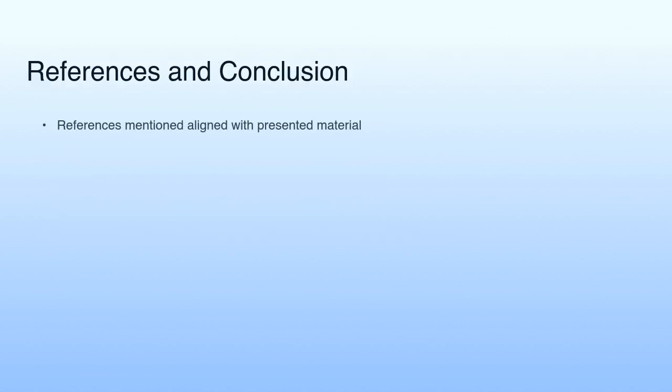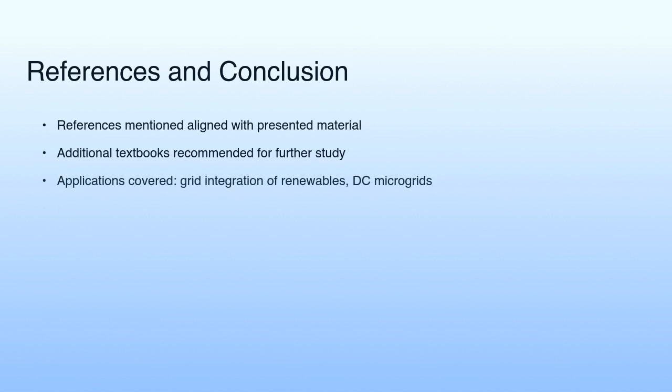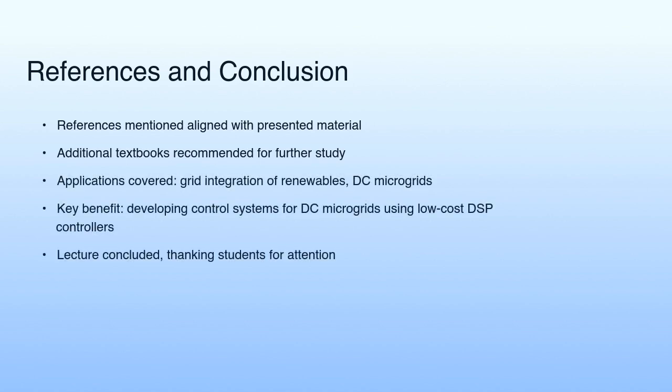References and additional textbooks are mentioned for further study, and the applications of the presented material, such as grid integration of renewables and DC microgrids, are highlighted, emphasizing the key benefit of developing control systems for DC microgrids using low-cost DSP controllers.